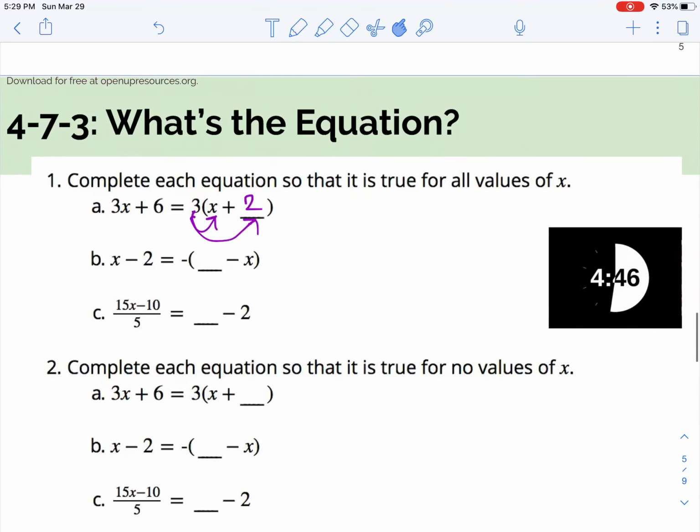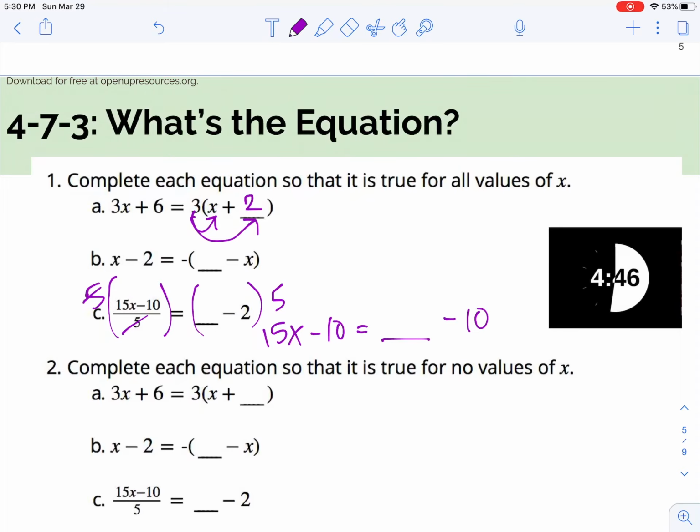I think that you can try to do the other two. C, this is what I would do for C, because it's a fraction and nobody likes fractions. Right away, you can do this. So you can go times 5, right? Even though this is all blank, you can still do times 5 just to get rid of your fraction. So then you have it looking nicer. So 15x minus 10 equals blank. That's what you're going to fill in, minus 10. Because 2 times 5 is 10, right? And I think you can figure out what goes in that blank. Should not be that hard.